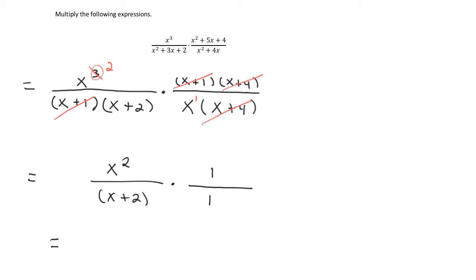That second fraction is redundant. You can just put x squared over x plus 2, and you don't even need the parentheses around the x plus 2. You could just leave it like this. But there we go. We've completely multiplied these two expressions together by canceling common factors.